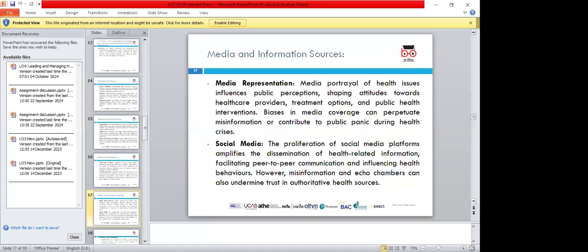and public health interventions. Biases in media coverage can perpetuate misinformation or contribute to public panic during a health crisis. So media portrayal of health issues influences public perception, shaping attitudes towards healthcare providers, treatment options, and public health interventions. If the media is biased in reporting what is right and it is twisted, obviously the public will have a different, bad perception about the healthcare sector, isn't it?